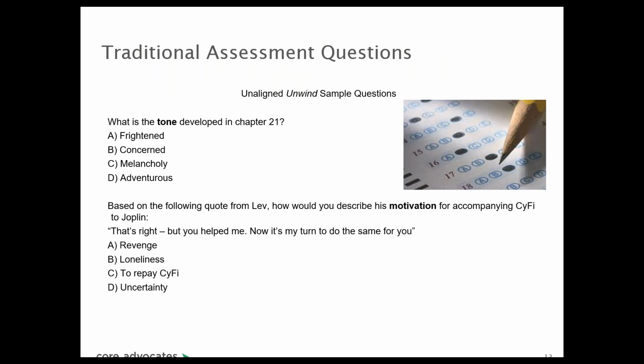Great. So if you take a look here, we have an example of a couple of traditional questions I created based on the book Unwind by Neal Shusterman. If we read through those questions, we see things like, what is the tone developed in chapter 21? A, frightened, B, concerned, C, melancholy, D, adventurous. These are traditional questions we're sort of used to seeing. The first question is a basic question about tone with 4 one-word multiple choice answers. And the second question is similar, in which it asks a basic question about motivation and has multiple choice answers with one or a few words.